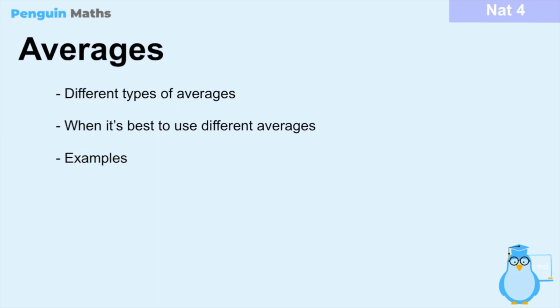In this National 4 Maths lesson, we will be looking at averages and how we can calculate an average from a set of data. After this lesson, you'll be familiar with the different types of averages and in particular the mean, the median and the mode, and you will also know when it's best to use each of these three different averages. And finally, as always, we will go over a few examples to cement our knowledge and understanding on the topic of averages in this video. So, let's get started.